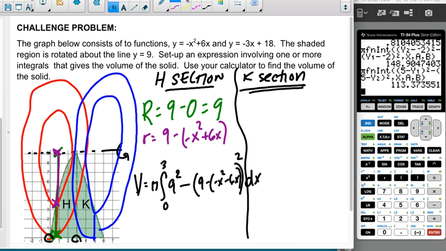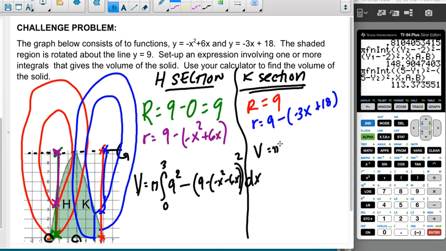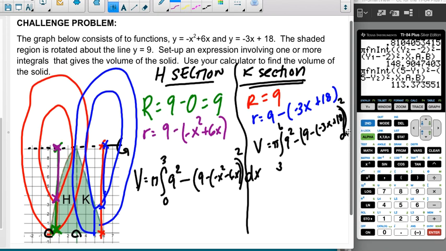If I do the same thing for the blue half, my big radius is going to be top minus bottom. So again, that's a 9. My big radius is also a 9. My little radius is going to be from this axis of rotation to the inside curve, which is the line, right? So my little radius is going to be 9 minus, in parentheses, negative 3x plus 18. So that means the volume of this piece is going to be pi times the integral from 3 to 6 of 9 squared minus, in parentheses, 9 minus parentheses negative 3x plus 18. Close that parentheses, close the other one, square it, and then squeeze in a dx somewhere, right? Kind of ran out of room.